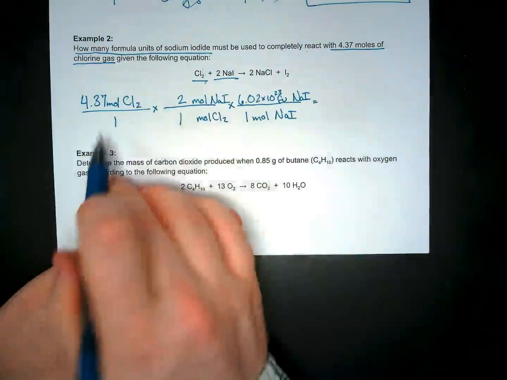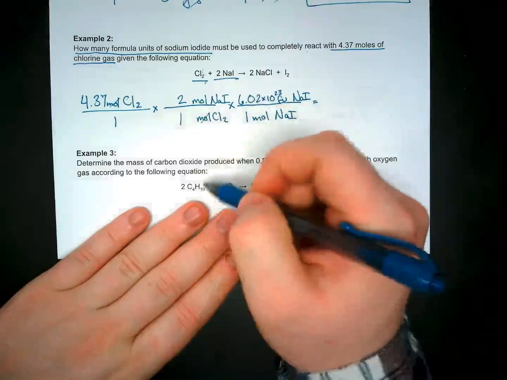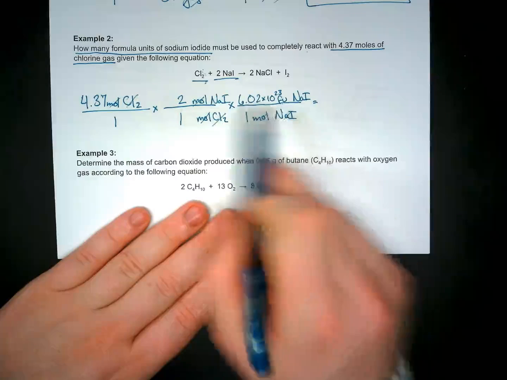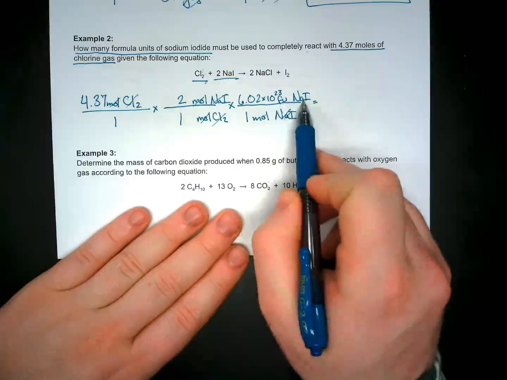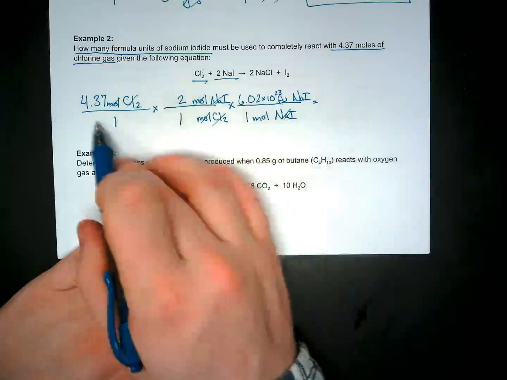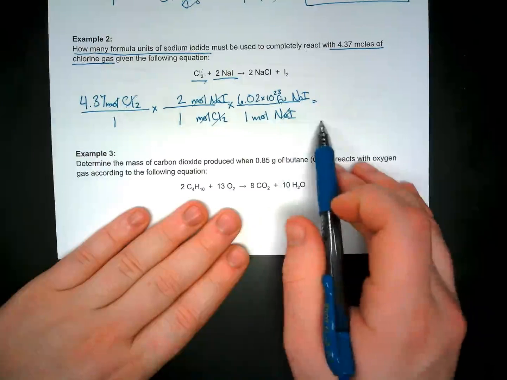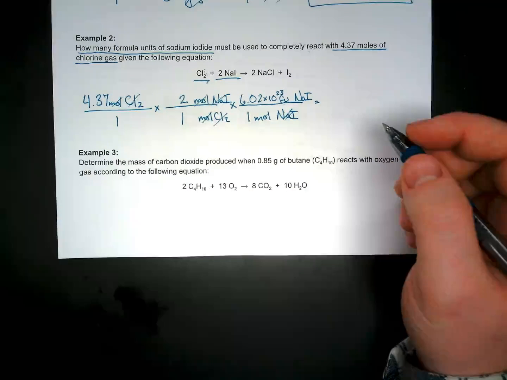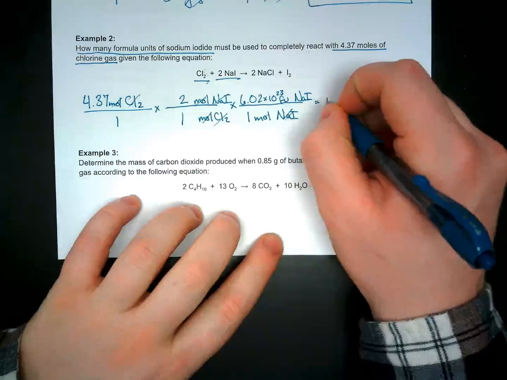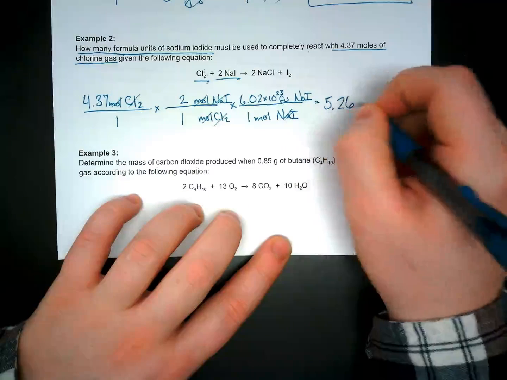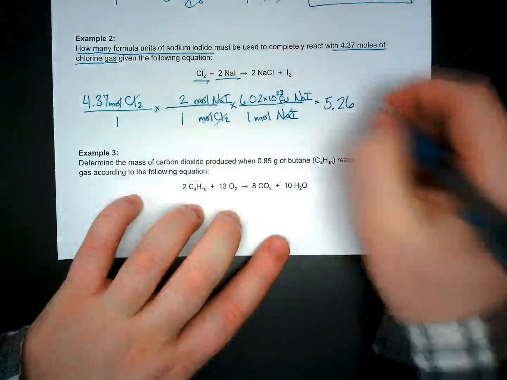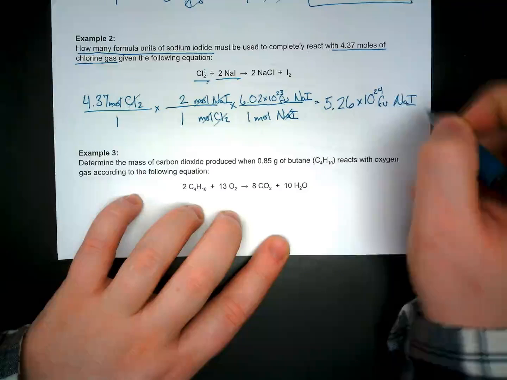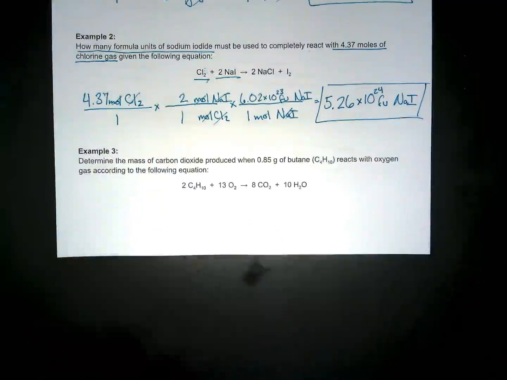Okay, so just to make sure, this would cancel out because of this, and this would cancel out because of this, and I'd be left with formula units of sodium iodide. Okay, so I'd multiply across the top, multiply across the bottom, divide top from bottom, and I'll have my answer here, which in this case is going to be, and again, keeping sig figs, 5.26, and I'm keeping 3 because there's 3 sig figs over here, times 10 to the 24th formula units of sodium iodide. And then I would have my answer.